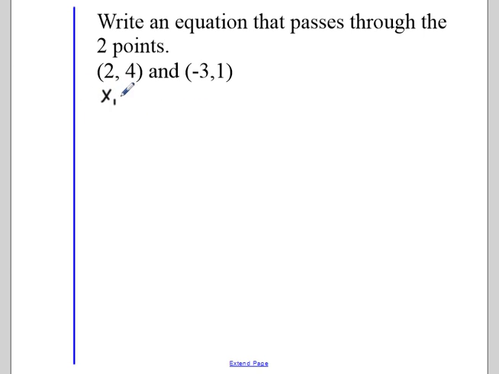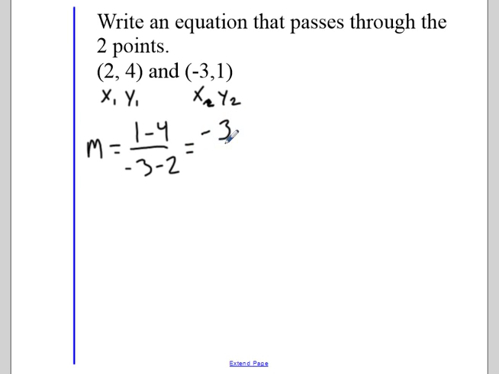Again, let's call this x1 and y1, x2 and y2. M will be equal to, subtract the y's on top, 1 minus 4, subtract the x's on bottom, -3 minus 2. Make sure that they're stacked where they came from. The 1 and the -3 both came from the same point. The 4 and the 2 both came from the same point. Let's see what I get.